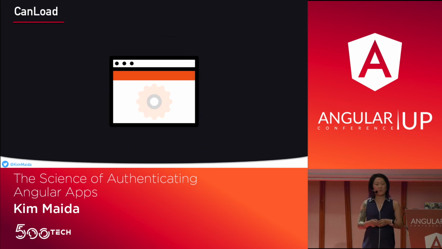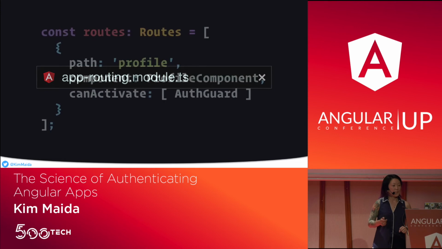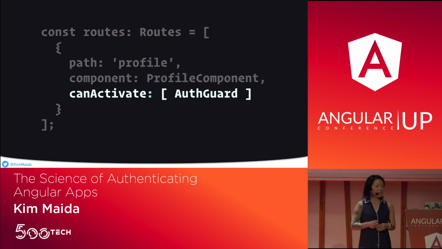The last one's a little bit different. This one's called canLoad, and canLoad prevents lazy loaded modules from downloading in the first place if the user is unauthorized to do so. So if we go to our app routing module, we can set up our routes, and in this example I'm using a profile component. We can use the interface name as a property, and then it accepts an array. So we can list multiple route guards, and they're going to run in the order listed. So again, like with the interceptors, we can chain them together if we need to.